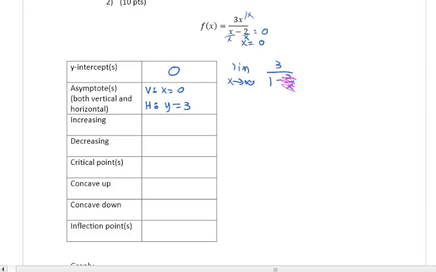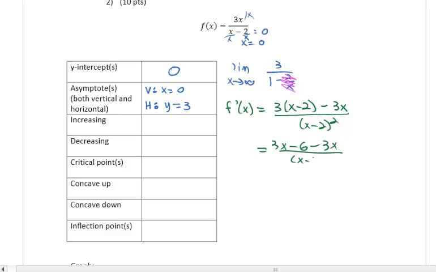To figure out where it's increasing and decreasing in critical points, we take the derivative and set it equal to 0. So we've got f prime of x is equal to, it's a quotient, low, x minus 2, d high, 3, minus high, 3x, d low, which is 1, all over x minus 2 squared. And when we distribute, we get 3x minus 6 minus 3x over x minus 2 squared, and the 3x's go away, so we have negative 6 over x minus 2 squared equals 0.